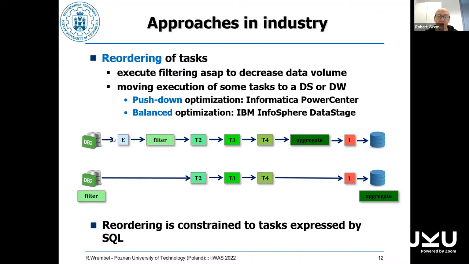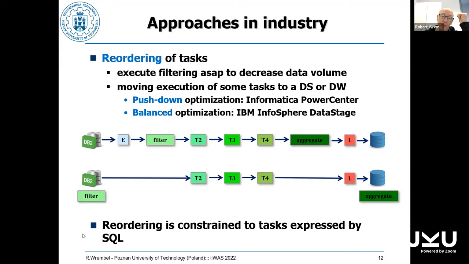Like here, for example, in this example, an original workflow: extraction, filtering, and some tasks, and then aggregating and loading into a data warehouse. Push down would mean moving filtering into a data source and executing it there. And then balanced would mean moving some tasks to a destination, like moving aggregate, in our example, to a data warehouse, and executing aggregation there in the destination system. So pushdown is available in Informatica, whereas balanced is available in IBM InfoSphere DataStage.